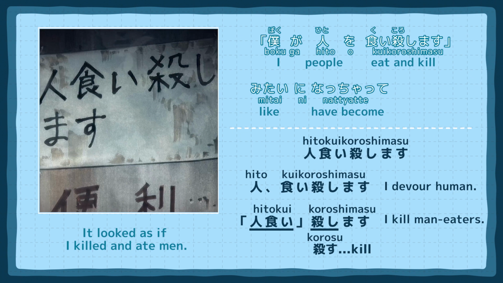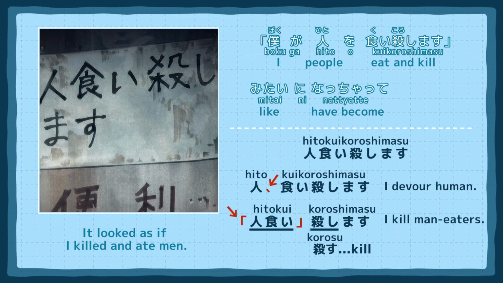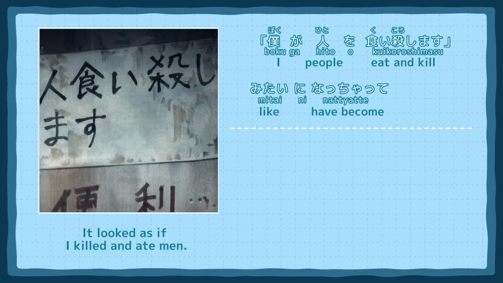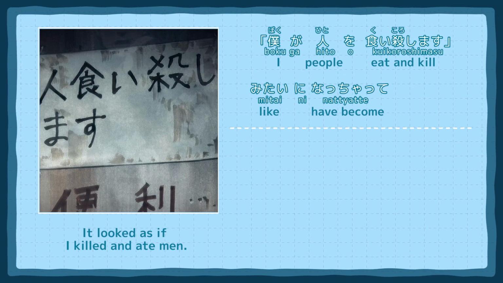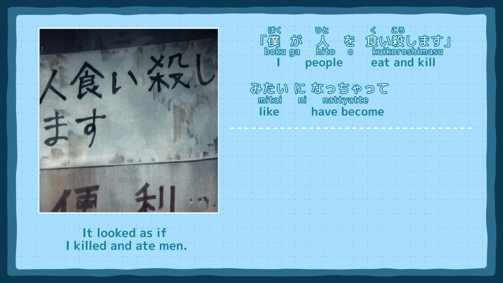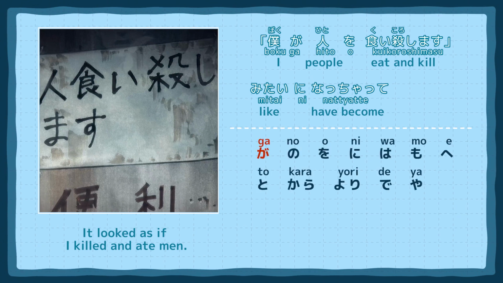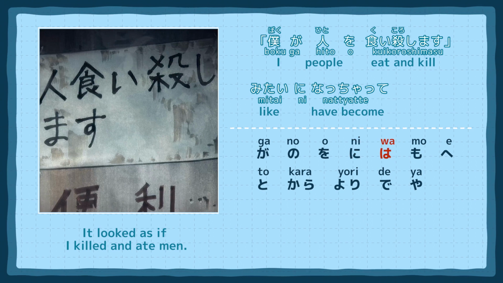As I said, we don't use spaces, but to avoid confusion, you can use this dot or quotation. About how to read Japanese, or to know where to cut by phrase or clause, of course you have to remember the words. That's the most important and inevitable thing to do. But there are a few points. Number 1, these particles: ga, no, o, ni, wa, mo, e, to, kara, yori, de, ya.